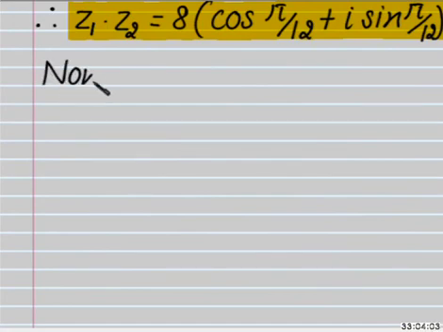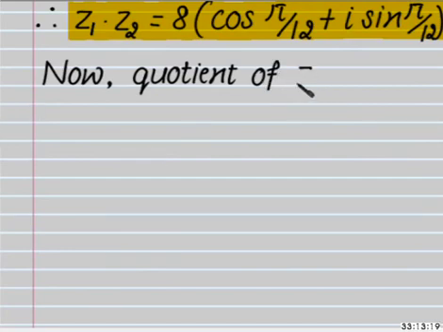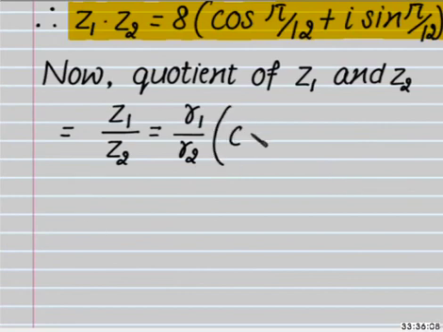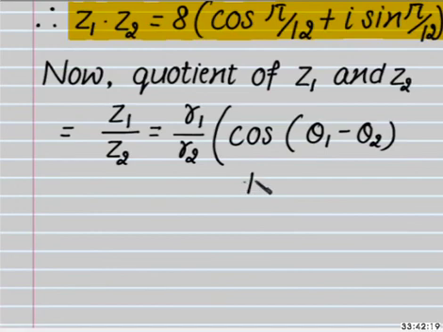Now the quotient of complex numbers Z1 and Z2 is equal to Z1 upon Z2, which is equal to R1 upon R2 into cos of theta 1 minus theta 2 plus iota into sine of theta 1 minus theta 2.